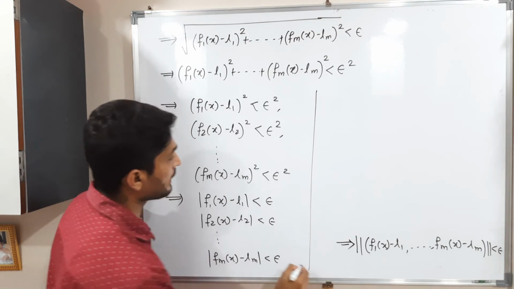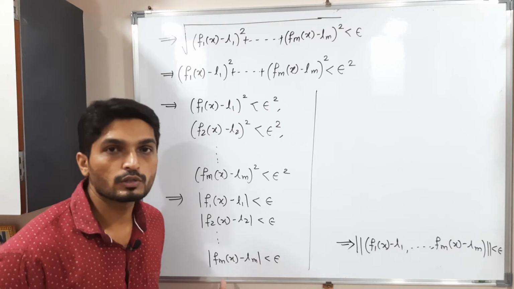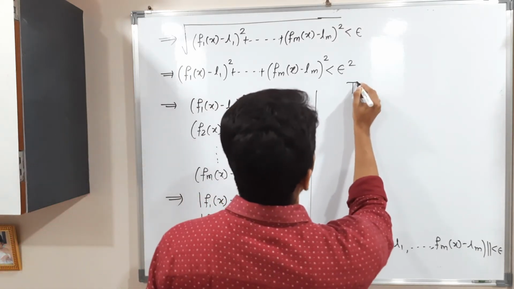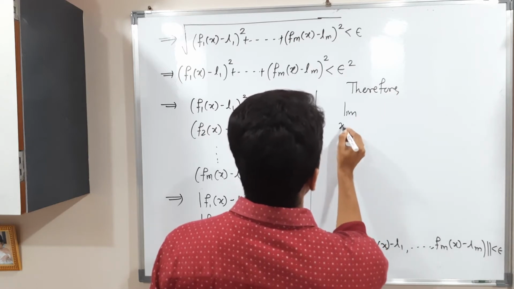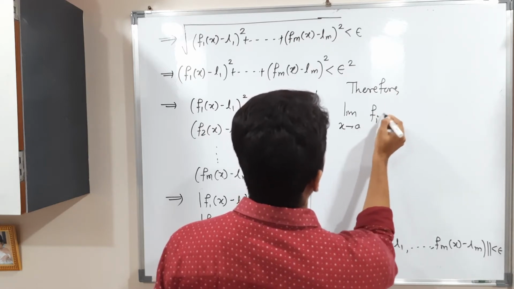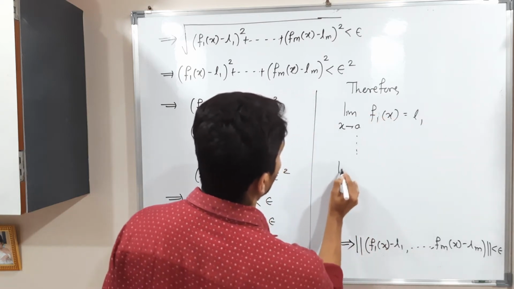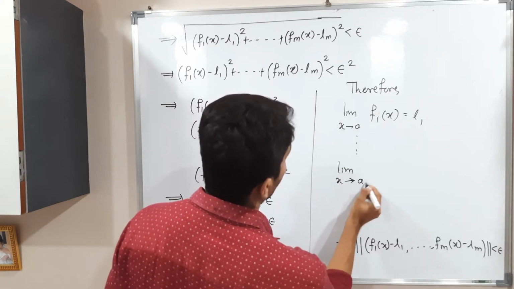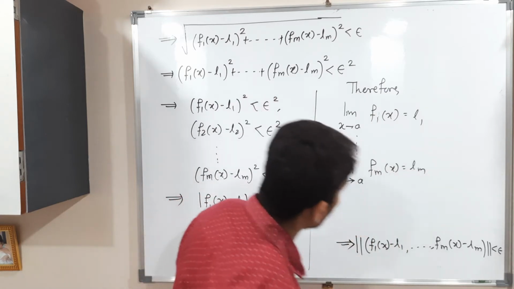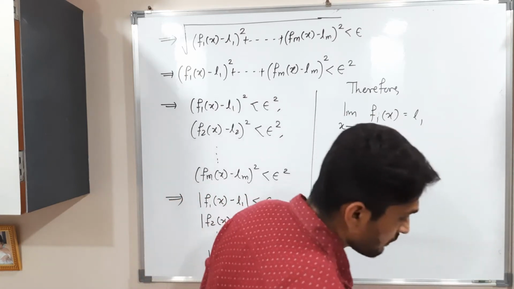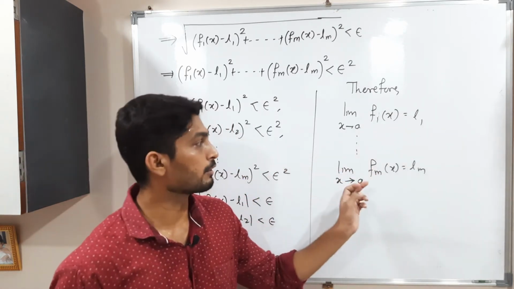This we have. So that means L1 is the limit of f1, L2 is the limit of f2, and so on. Lm is also the limit of fm. So therefore, what can we write? Limit as x tends to a of f1(x) is equal to L1 and so on. Limit as x tends to a of fm(x) is equal to Lm. In this way, we have got the limits of the component functions also. Limit of f1 is L1, limit of f2 is L2, limit of fm is Lm.